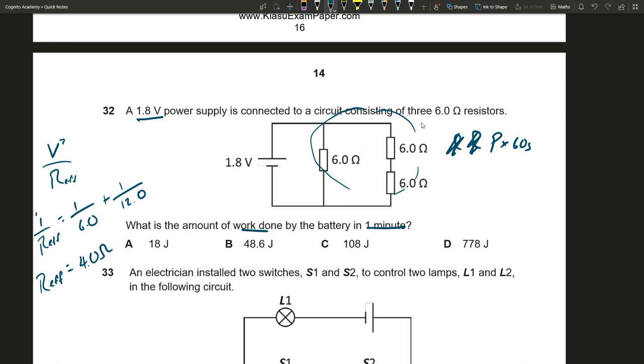And so our power in this case will be 1.8 squared over 4, which is 0.81 watts, or joules per second, and times 60 seconds we have 48.6. So the answer is B.